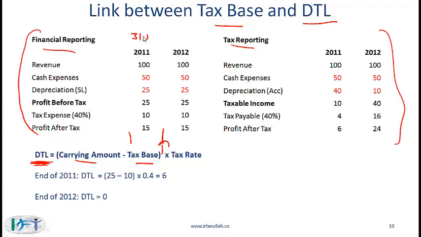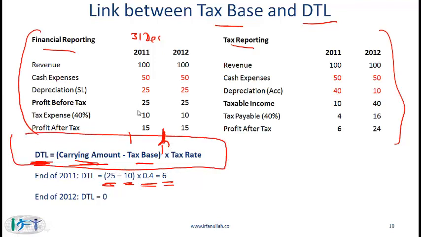Say the date here is 31st December. So we are calculating the deferred tax liability on 31st December 2011. That is equal to the carrying amount on that date, which in our example is 25, minus the tax base on that date, which in our example is 10. Say the tax rate is 40% or 0.4. You take the difference between carrying amount and tax base, multiply by 0.4, and you get 6. So we are saying that the deferred tax liability based on this formula at the end of 2011 is 6.